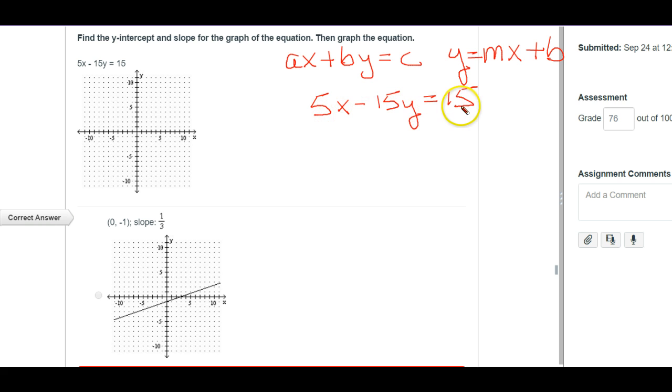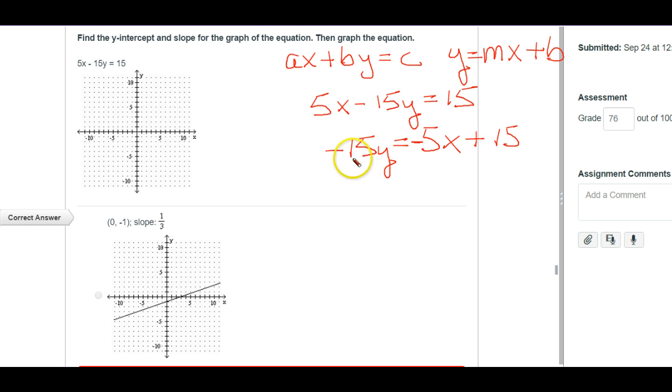So there's the equation, and now we want to solve for y. So we do that by bringing the 5x over to the other side. And we're going to put it right next to the equal sign. And we just write the 15 right there. So all we did is take this term, transpose it to the other side, and change its sign too, by the way. There we go.